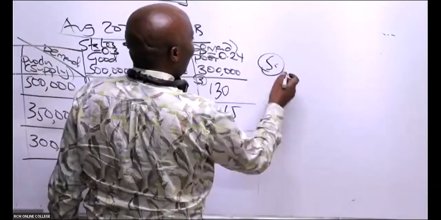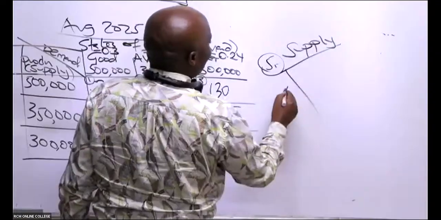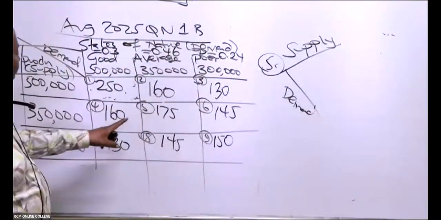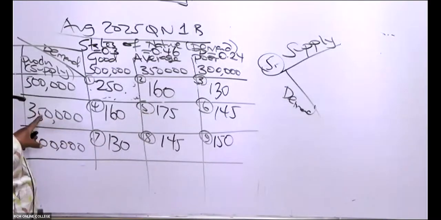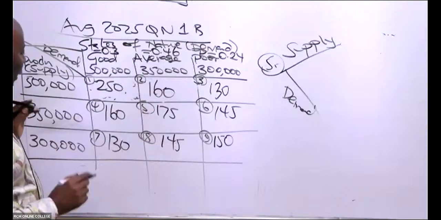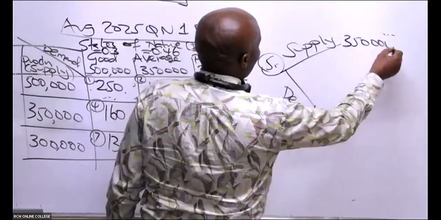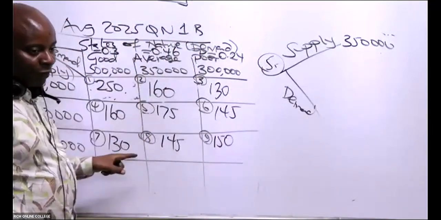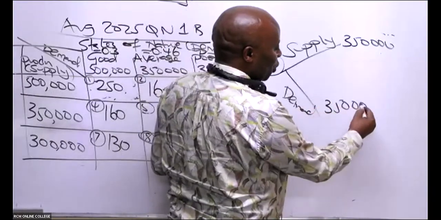So cell number 5, I'll draw something like this. But as you progress, you'll realize you don't even need these things. So in cell number 5, the supply here is 350,000. And for cell number 5, demand is what here? 350,000. Actually, this is very good. Why? Because it's a perfect match.